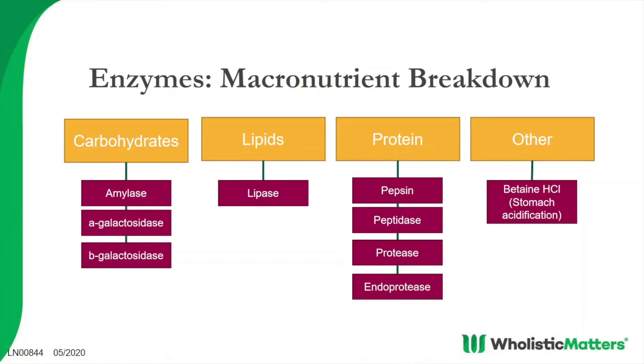For enzymes, this is where that macronutrient breakdown all occurs. So the carbohydrates, lipids, proteins, this is where you see them be broken down. For carbohydrates, amylases, alpha-galactosidase, beta-galactosidase. For lipids, the lipases. For proteins, you have pepsins, and then peptidase, protease, endoprotease, all necessary for breaking down proteins at various amino acid points.